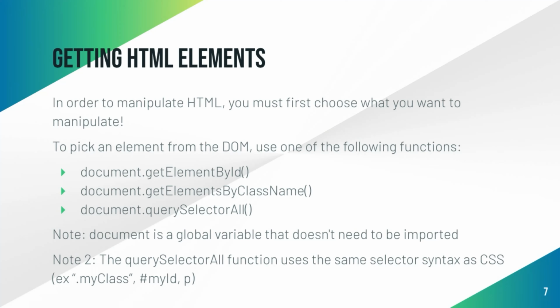And just a few notes, document is a global variable. You don't need to import it, it's just there by default. And then another note is the querySelectorAll function. That's going to use the same selector syntax as the CSS. So inside of those parentheses, you're going to want to put like .myClass or #myID, or even the name of an attribute.